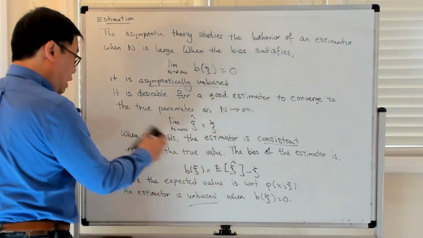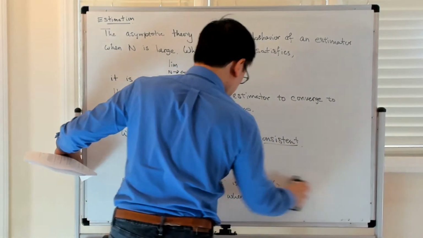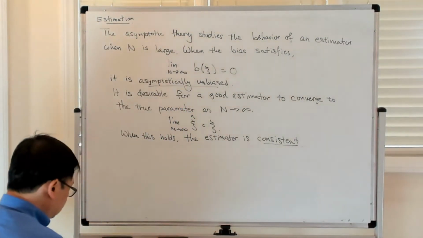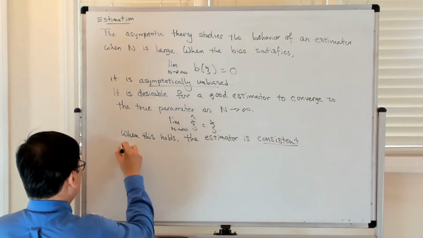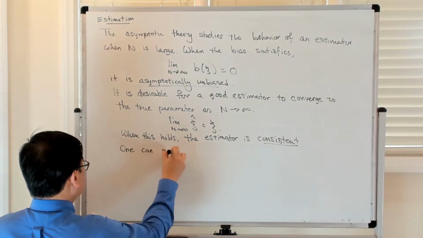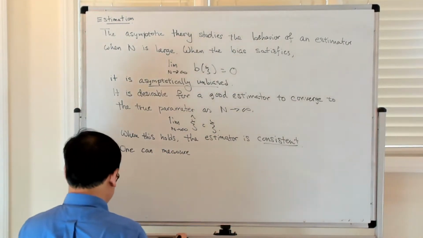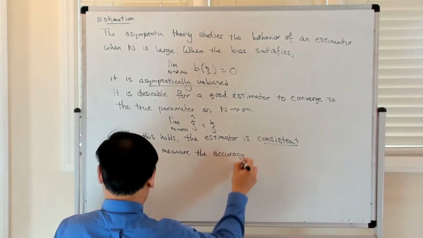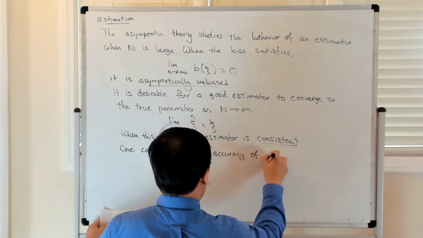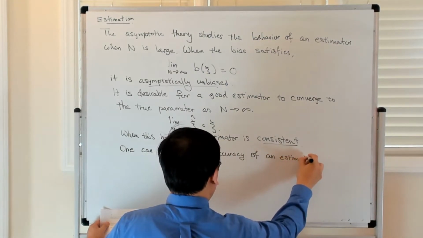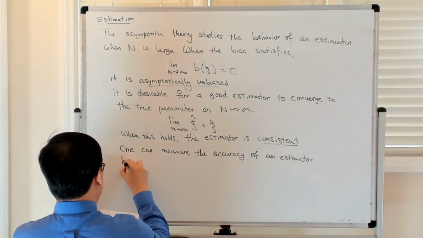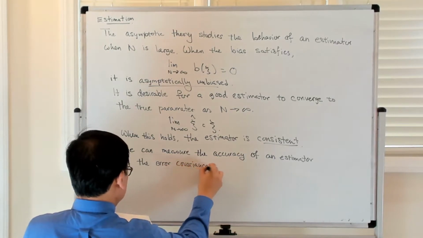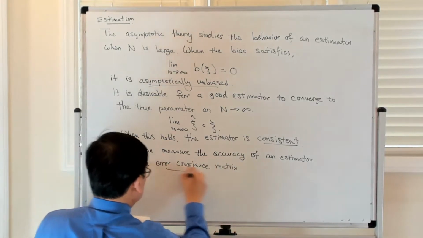All right, so you might ask, how do I go about measuring the error? One can measure the accuracy of an estimator by the error covariance matrix. Which makes sense, right?